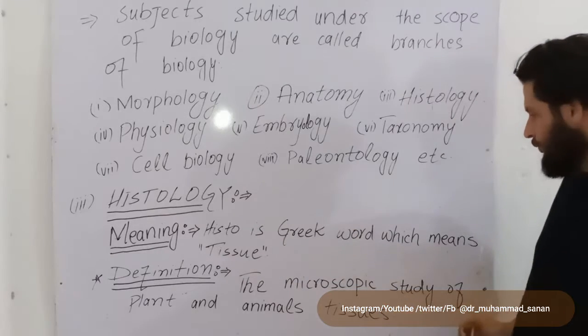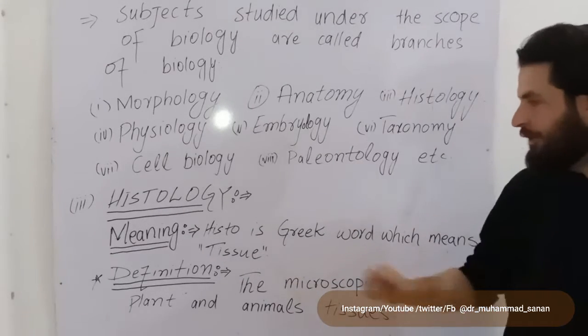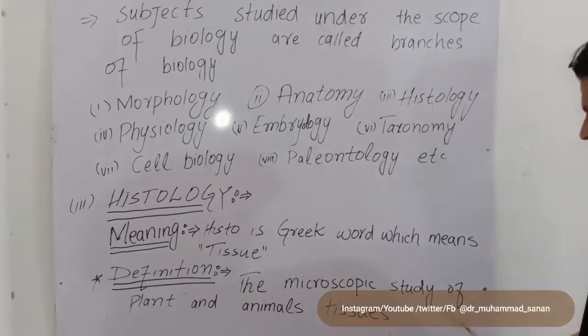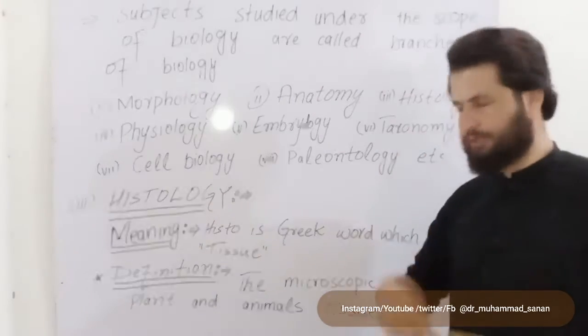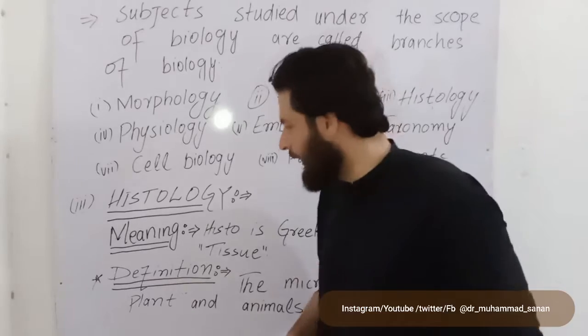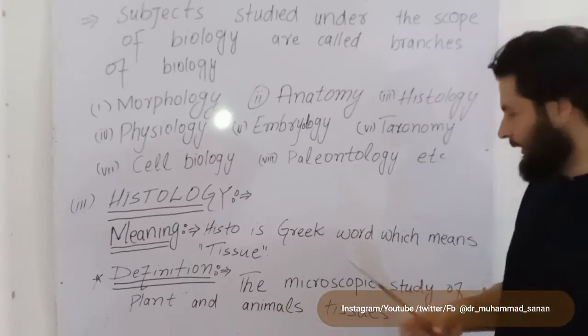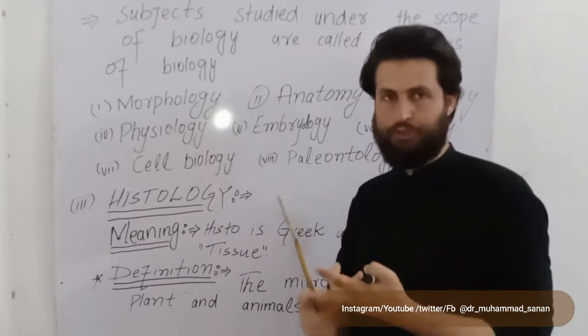So histo is a Greek word which means tissue. Definition: the microscopic study of plant and animal tissues is called histology. So in histology we study animal and plant tissues.